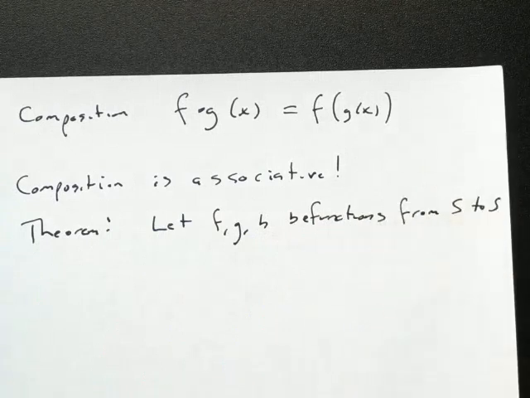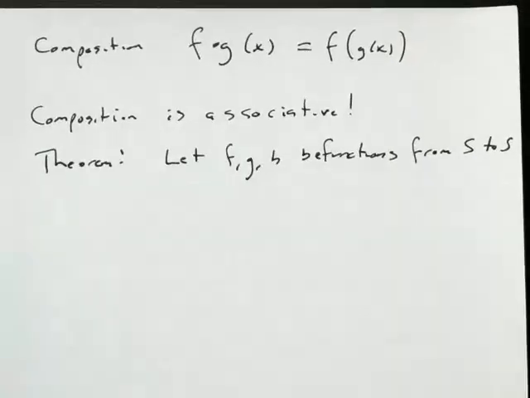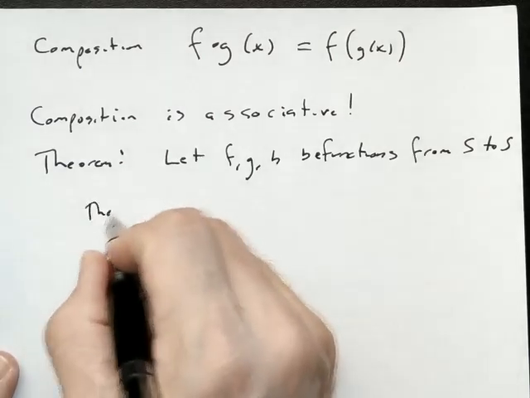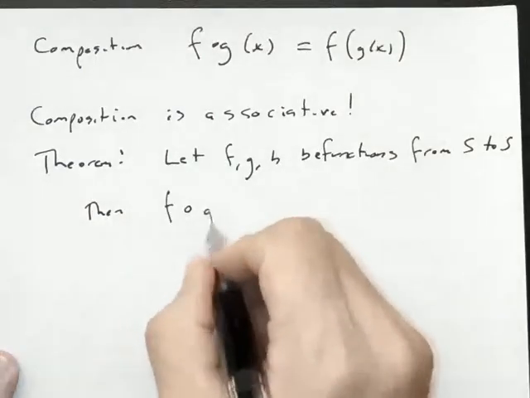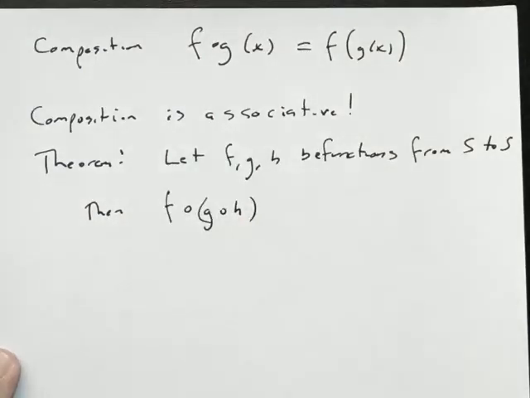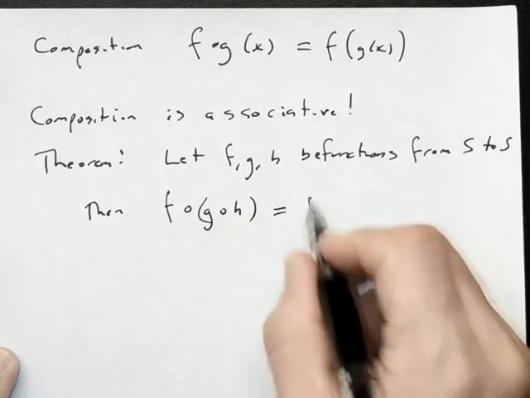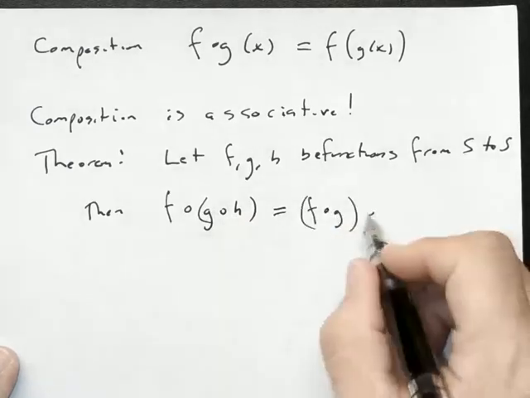So if I have 3 different functions that go from S to itself, any set, then F composed with G composed with H is the same as F composed with G composed with H.